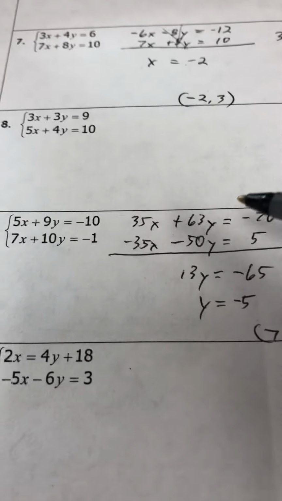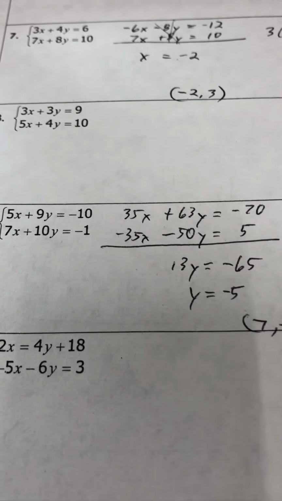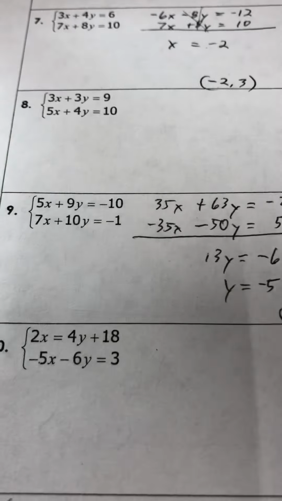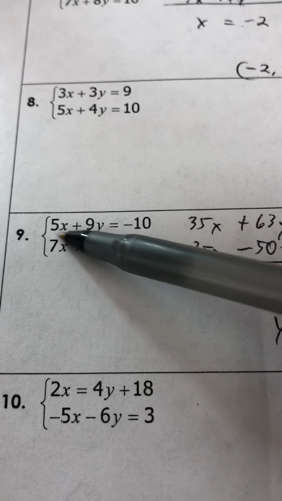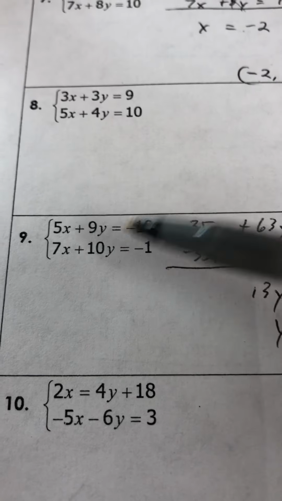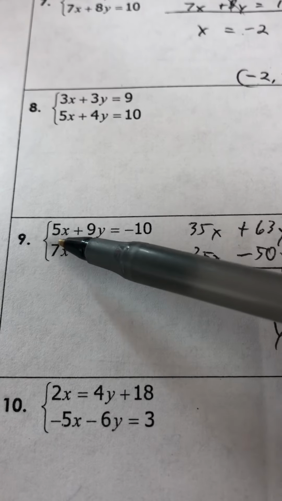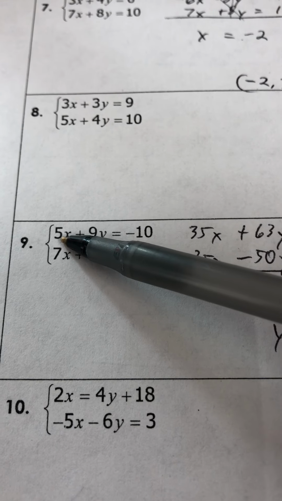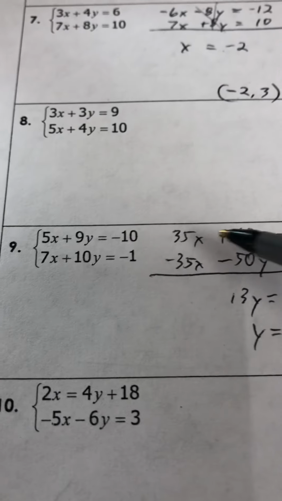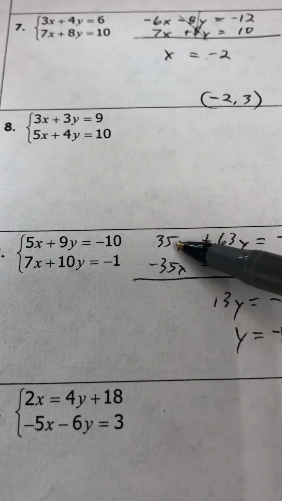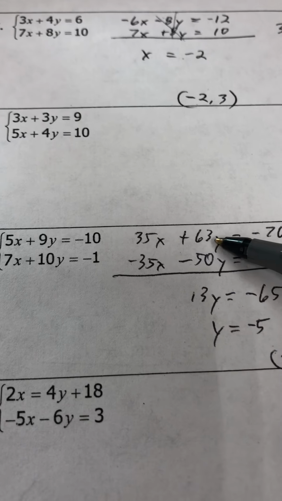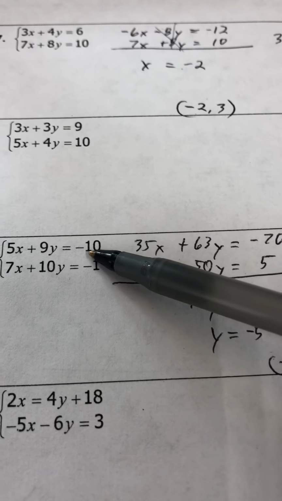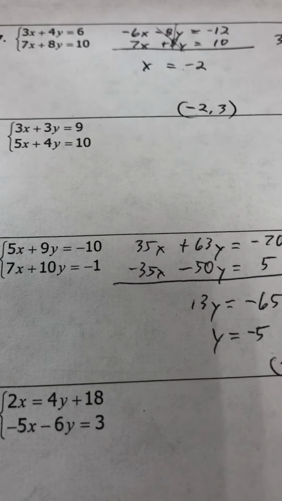Number 9, I changed both of them. We progressively get more difficult, and I couldn't come up with anything just for changing one of them. So you have to change both of them. I'm going to multiply everything by 7 up here. 7 times 5x is 35x. 7 times 9y is a positive 63y. 7 times a -10 is -70.